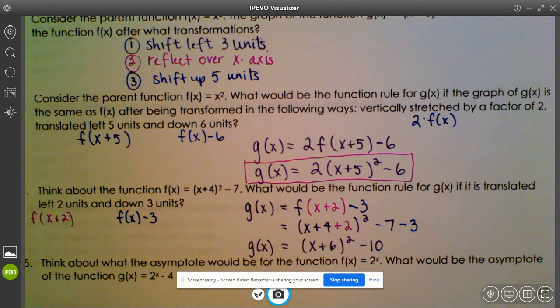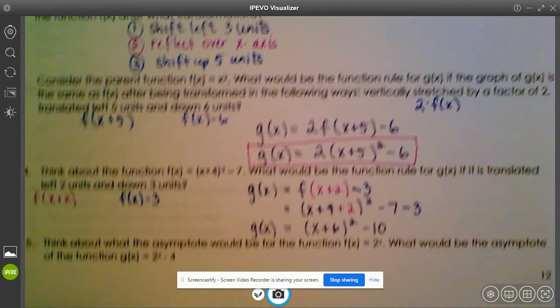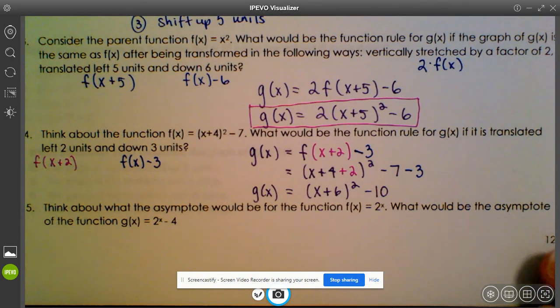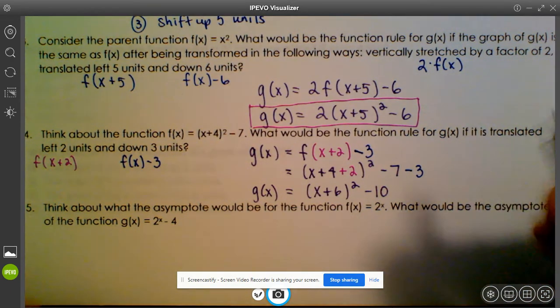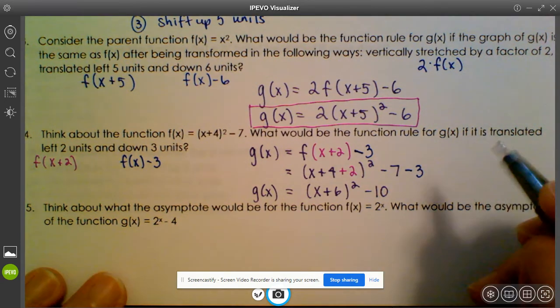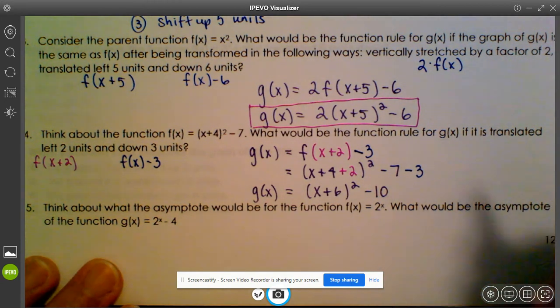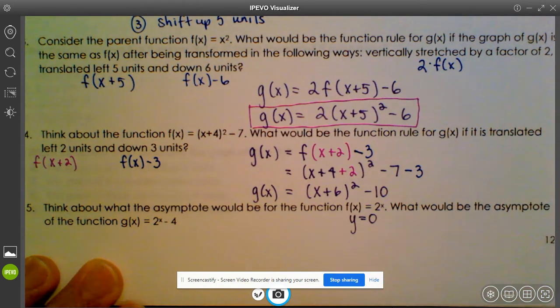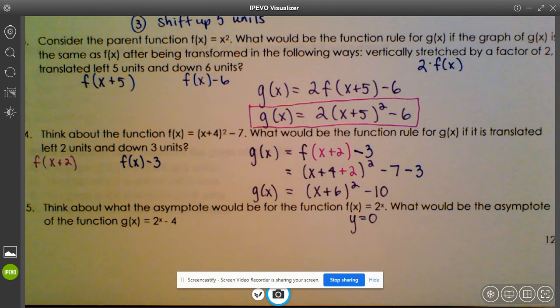All right, then our last one. Think about what the asymptote would be for f of x equals 2 to the x. We all know that because we've discussed this in Unit 4 a good bit, our exponentials unit. So here we know that the asymptote for f of x equals 2 to the x is y equals 0. So what would be the asymptote for the function g of x equals 2 to the x minus 4?